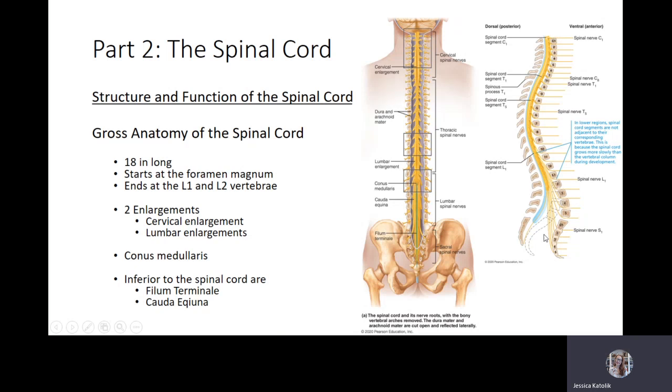We're not going to talk so much about the curvature that develops as the spinal cord or as the vertebrae form, so don't worry too much about the structure or the diagram at this lower region.